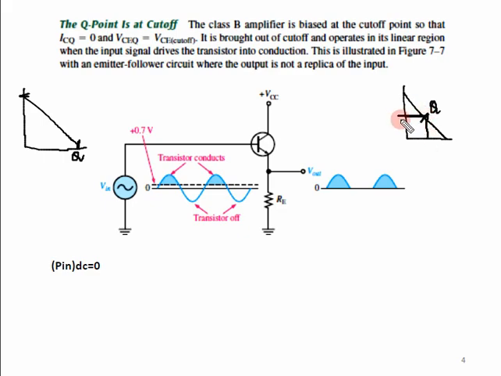So it means that the class A amplifier has some value of current, which was IC, this value of current ICQ. So even if there is no signal present at the input, this class A amplifier would give you conduction. But in a class B amplifier, if there is no input signal, the amplifier remains at the Q point in the cutoff region.